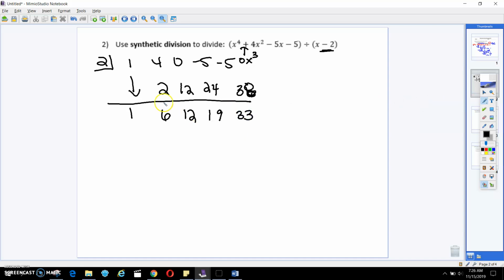All right, so now what we're going to do is we're going to take one less than this leading exponent. So that's going to give me x to the third plus 6x squared plus 12x plus 19 plus this remainder over my divisor.